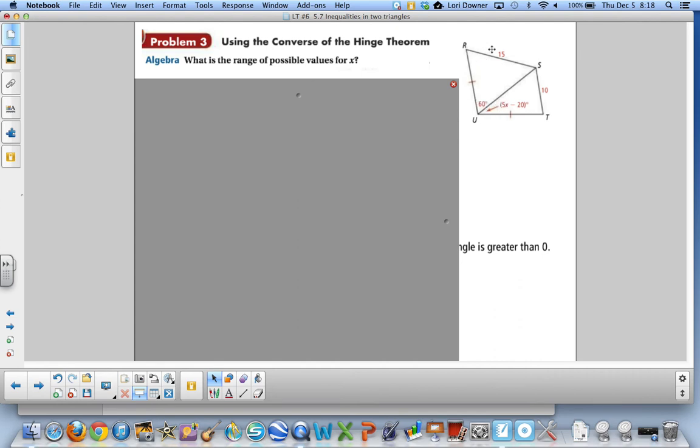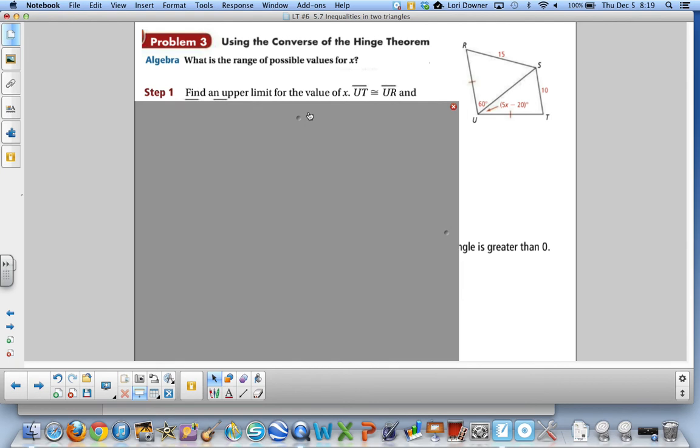Well, I know 15 is greater than 10, so that tells me that 60 is going to be greater than 5x minus 20. So what I've got to do is look at two things. I've got to look at the maximum that x can be, as well as the minimum for what x can be. So let's start off looking at an upper limit for x.